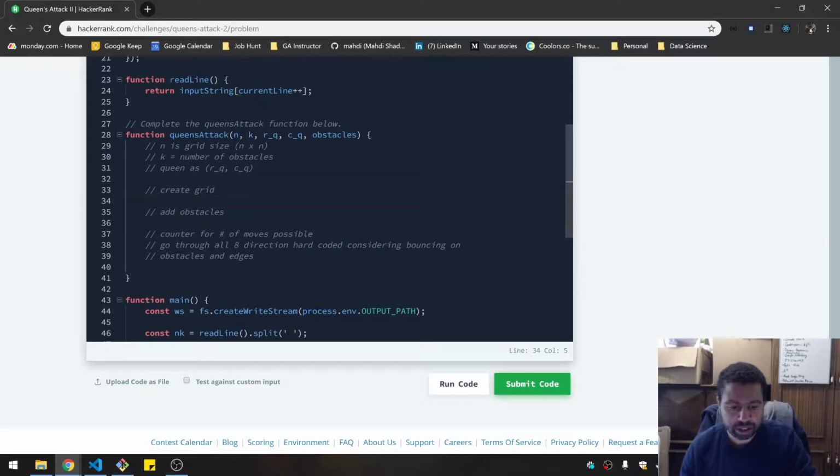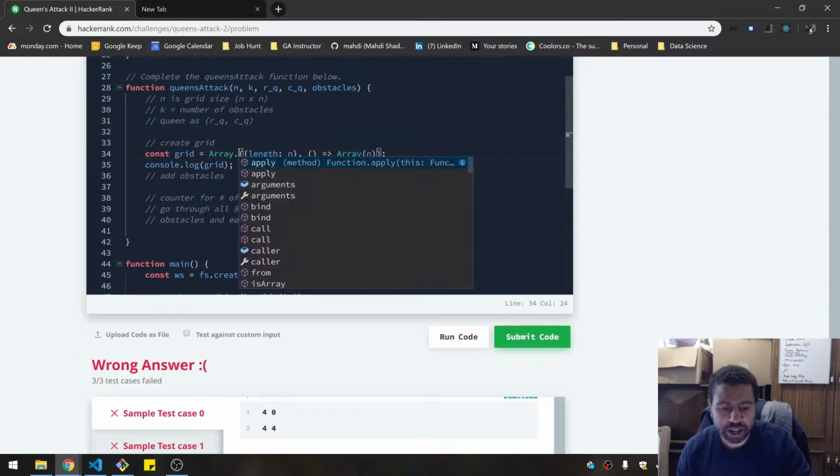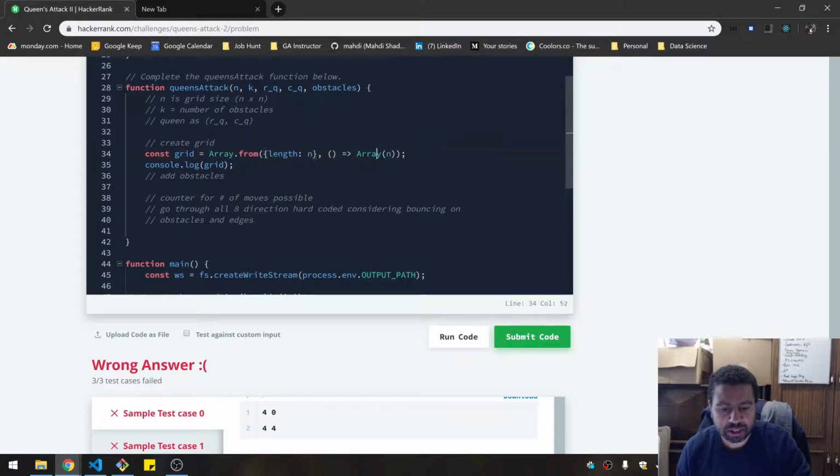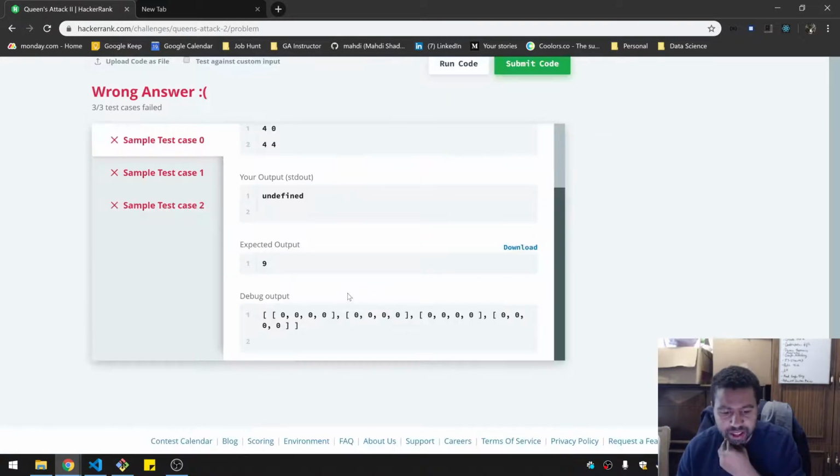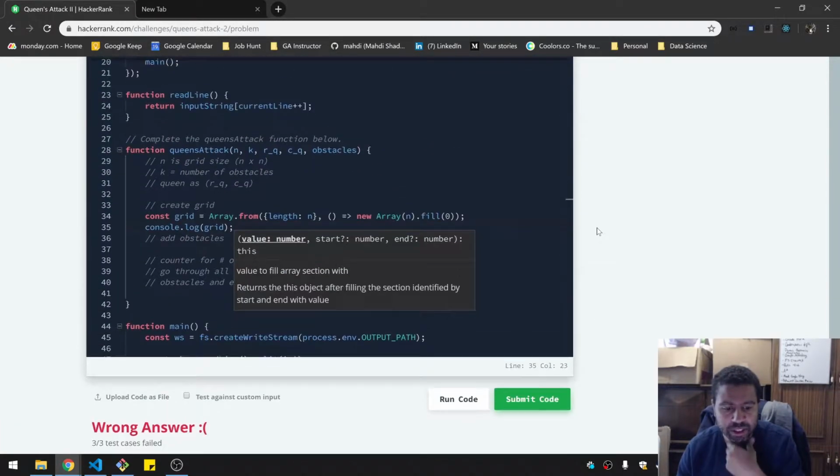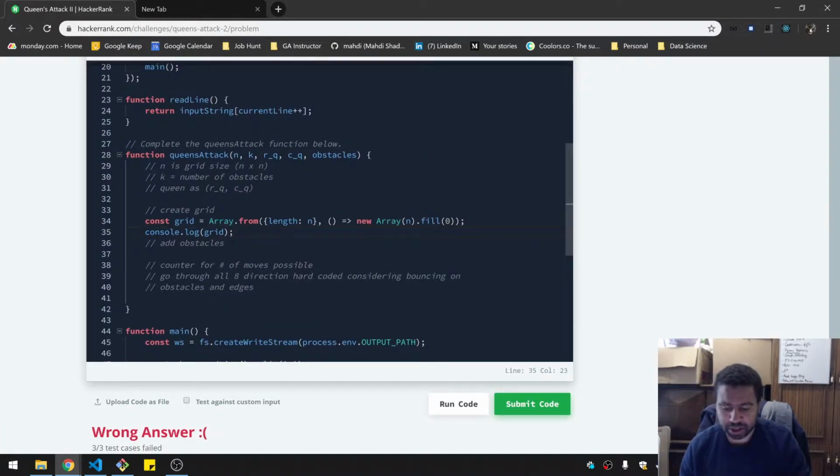My grid, so let's say const grid equals Array.from, and I do another Array on it, fill 0. Okay, let's try that. Okay, so we have an array of 4 by 4 with a bunch of zeros, and that is what I was expecting. That should be good. Okay, cool. Let me just move you down here.